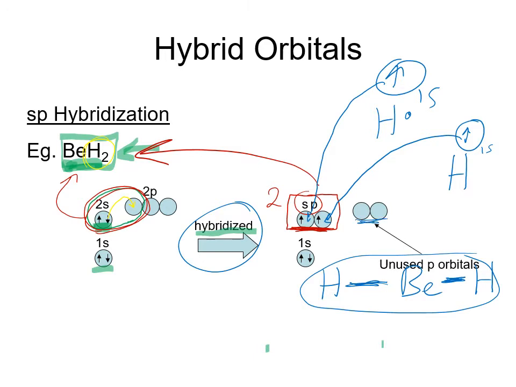These unused orbitals, if you don't want to draw them, that's fine. In order to explain the bonding that we see in BeH2, we don't need to use them, so if you just leave them out and just talk about the 2sp hybridized orbitals, that's fine.